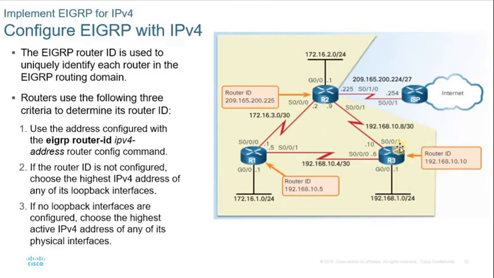For R3, it will use the 192.168.10.10. So the options are 10.6, 10.1, 10.8, and 10.10. Obviously 10.10 is the highest amongst those configured IPv4 addresses on that particular interface. That's why it was elected as its router ID.